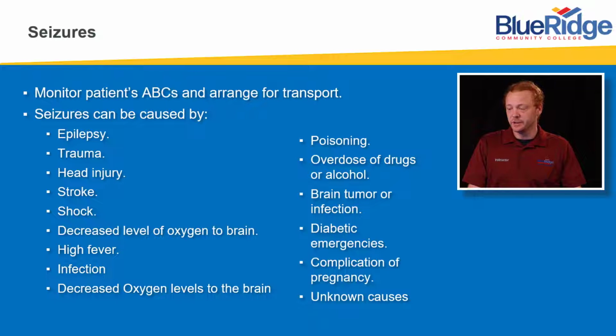Remember, seizures can be caused by epilepsy, trauma, head injury, strokes, shock caused by trauma, or other forms of shock. It could be septic shock or environmental shock. Decrease in the level of oxygen to the brain, the high fevers, infections, poisoning, overdose by drugs or alcohol, brain tumors or infections, diabetic emergencies, complications of pregnancy, and then also other unknown causes. There's a lot of people that suffer from seizures that never receive an official diagnosis. It's just a seizure of unknown origin, and the neurologist just can't put their finger on it.